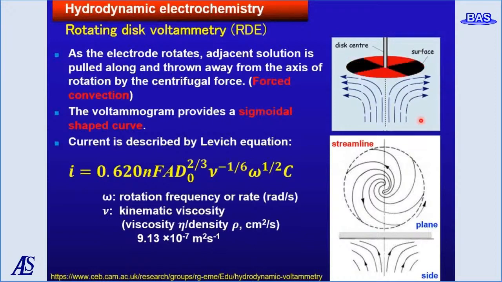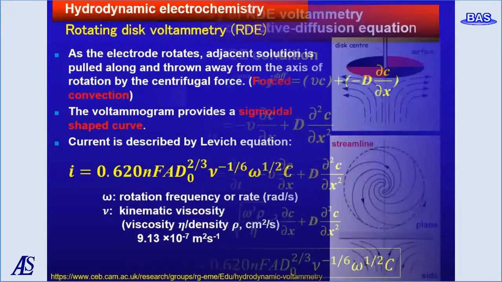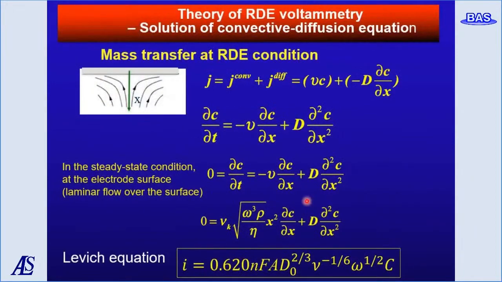Therefore, a steady-state sigmoidal-shaped I-V curve is obtained. The current is described by the Levich equation, and the current is proportional to the square root of the rotation rate. The faster the rotation rate, the larger the current obtained.